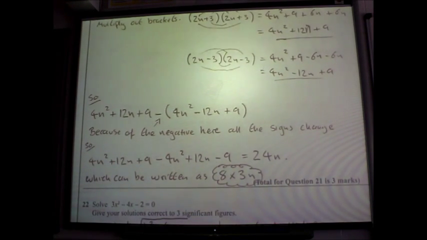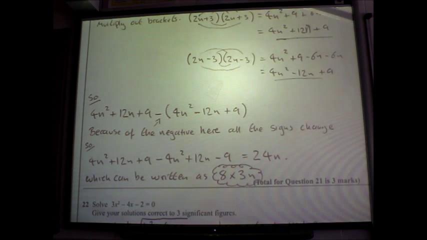So there's the rest of it. So you should be left with what I've written out here. 4n squared, add 12n, add 9, take away 4n squared, add 12n, take 9. But that simplifies very nicely to 24n, which can be written as 8 times 3n.